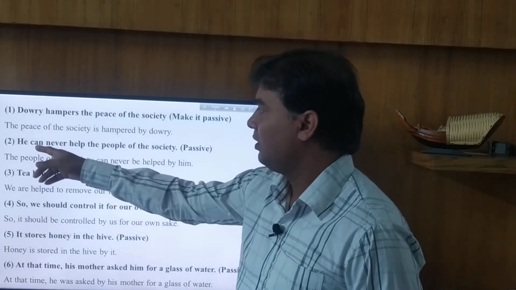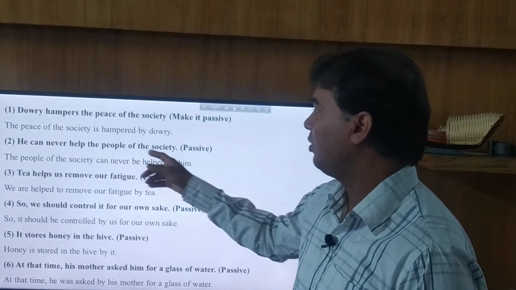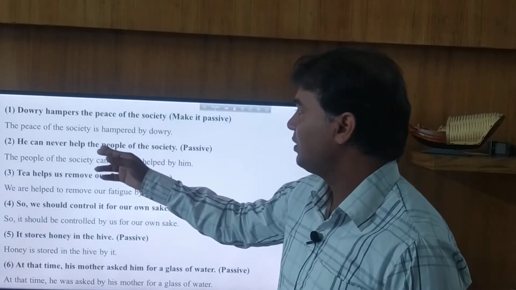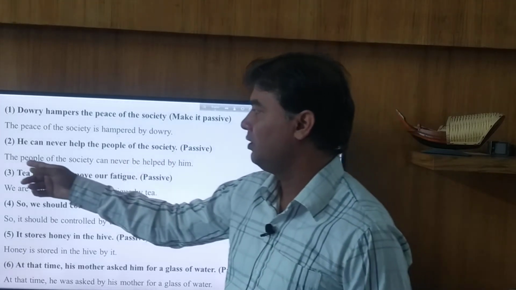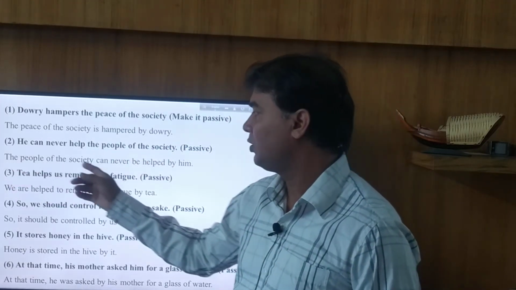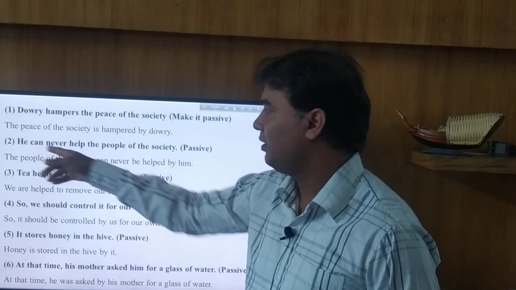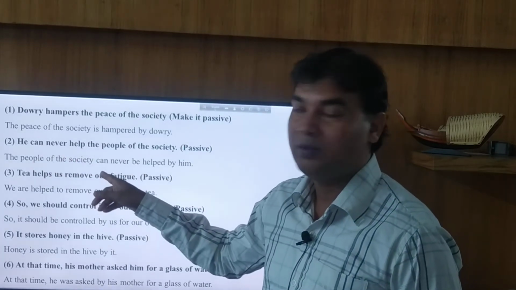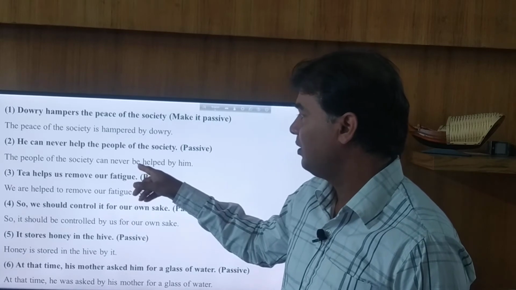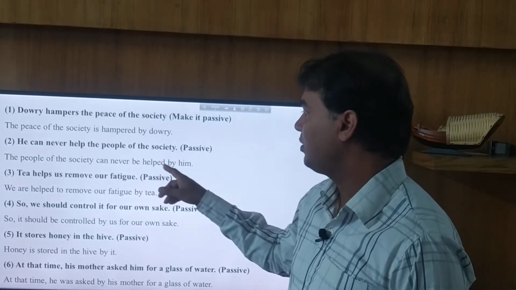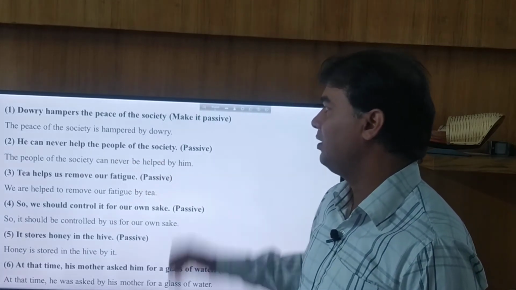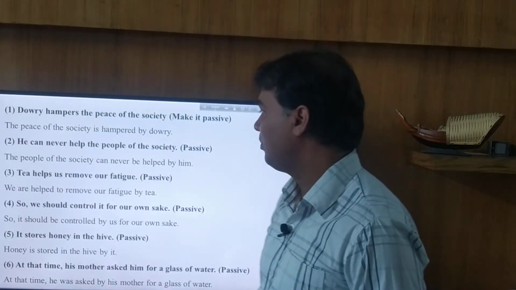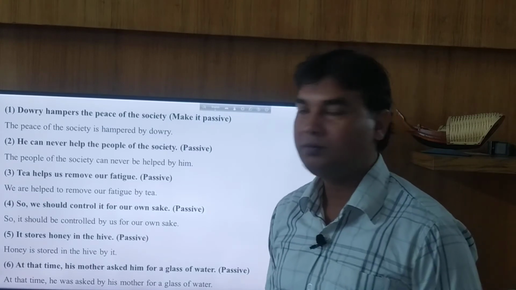Next one: he can never help the poor of the society, passive voice. Here the object is the poor of the society, make it the subject, the poor of the society. Now can is a modal auxiliary, can never, and because of the modal auxiliary you need to use an extra be, then the past participle of the main verb, helped, then the preposition by and then him. So the answer is: the poor of the society can never be helped by him.